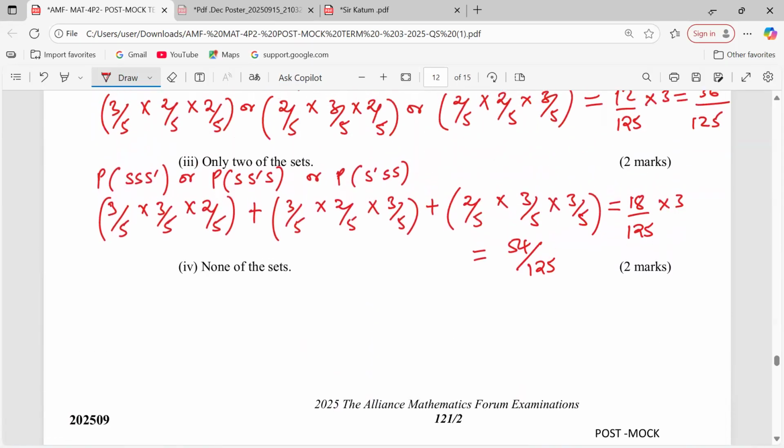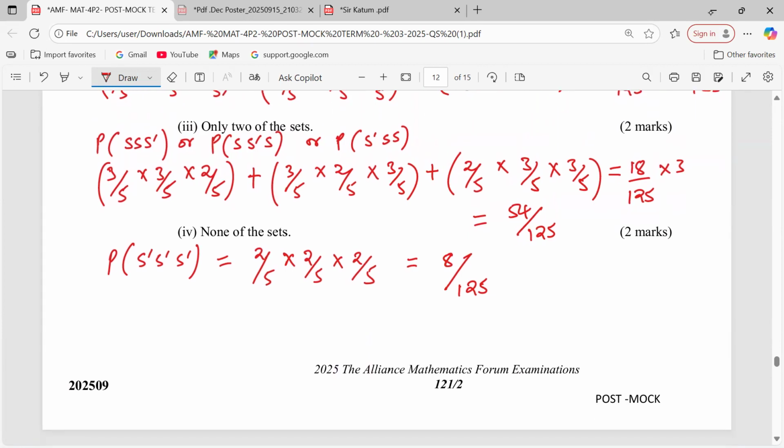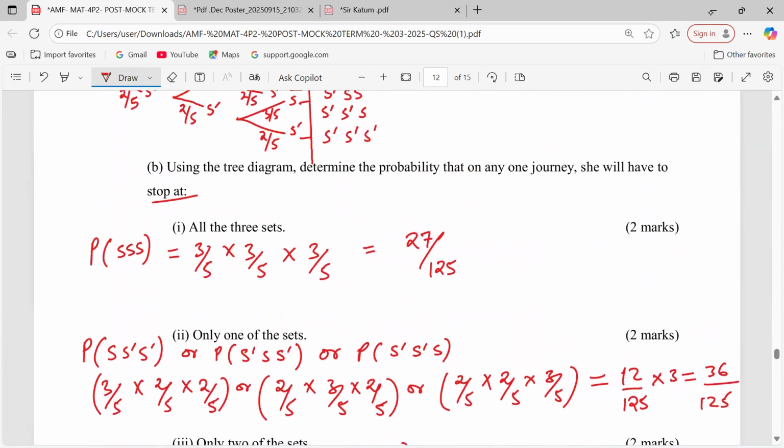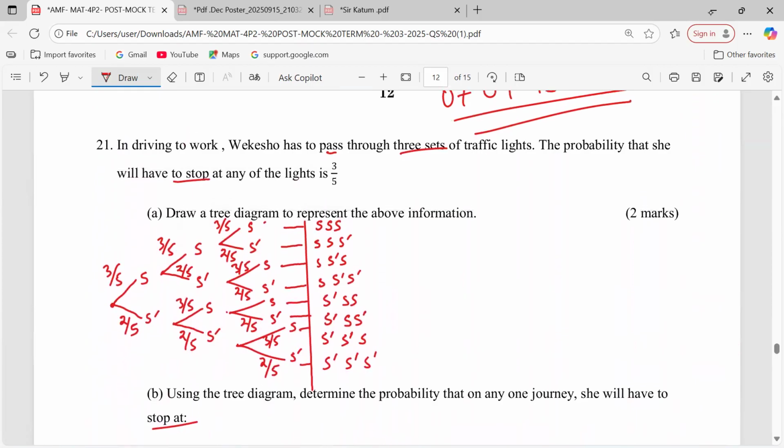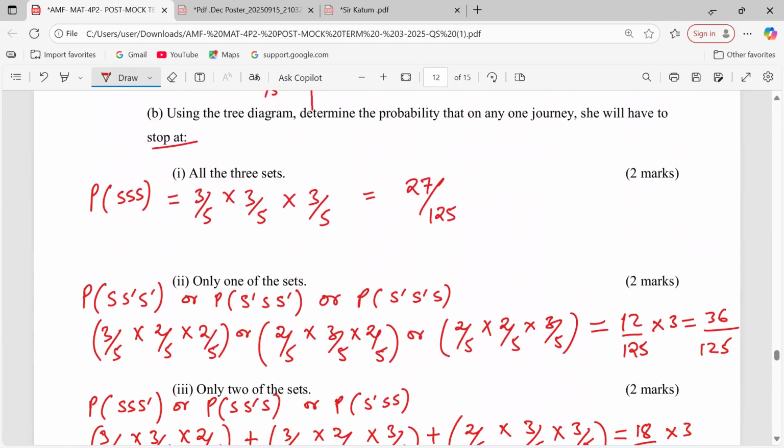She will have to stop in none of them. So probability, no stopping at all. So it's 2 over 5 by 2 over 5 by 2 over 5. This will give us 8 out of 125. Very simple. That was number 21. A very decent question.